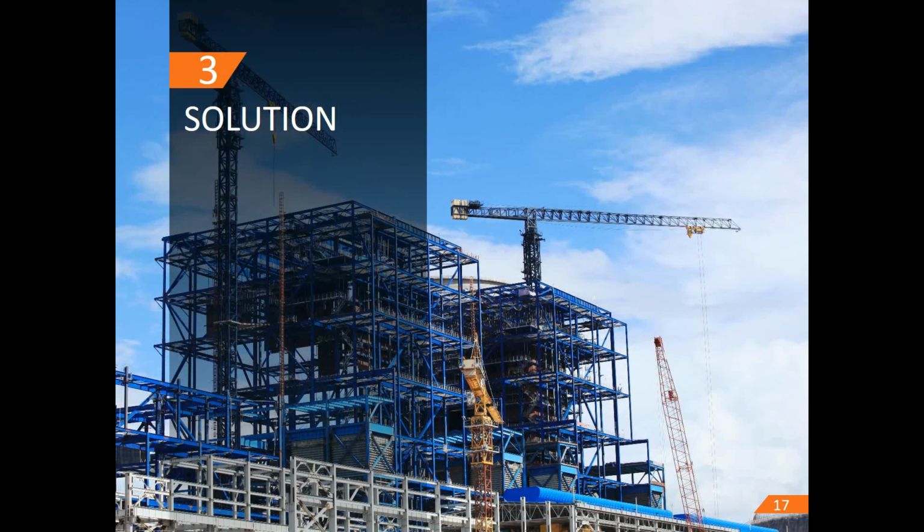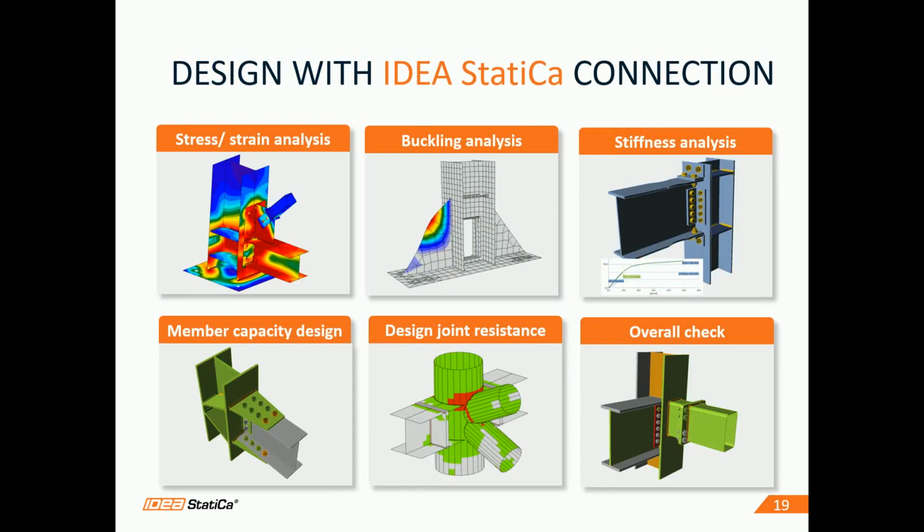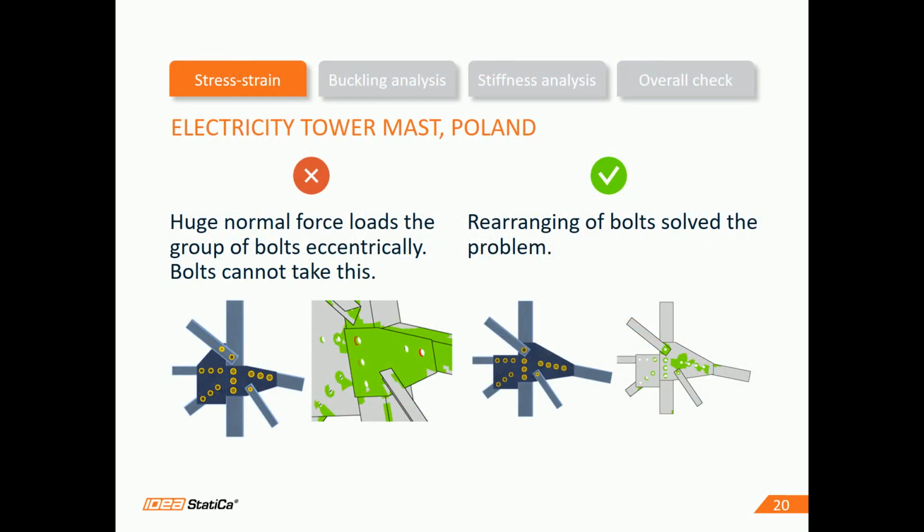Let's take a closer look at the software itself. StatiCa Connection is covering all types of joints, 2D, 3D frames and trusses, footing and anchoring. To do a proper check of a joint, we need to take into account stress-strain analysis, buckling, stiffness, member capacity design, and design joint resistance. Let's look at some examples.